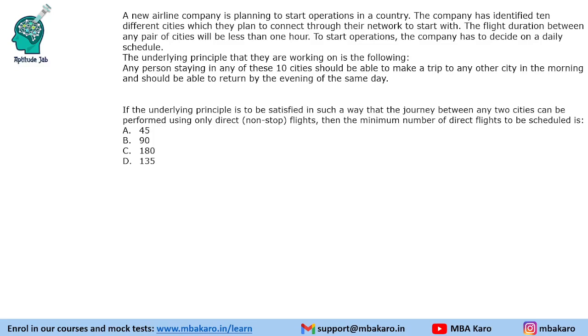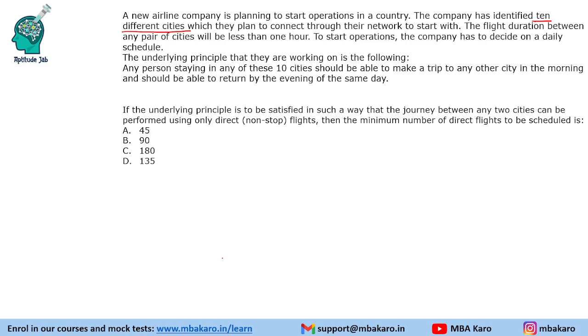This set from CAT 2017 Slot 1 DILR says that a new airline company is planning to start operations in a country. The company has identified 10 different cities which they plan to connect through their network to start with. So they have connected 10 different cities. The flight duration between any pair of cities will be less than 1 hour. To start operations, the company has to decide on a daily schedule.